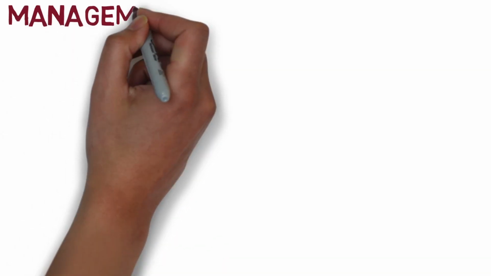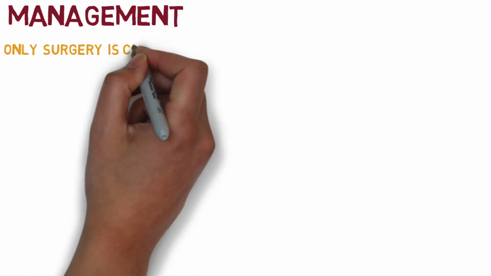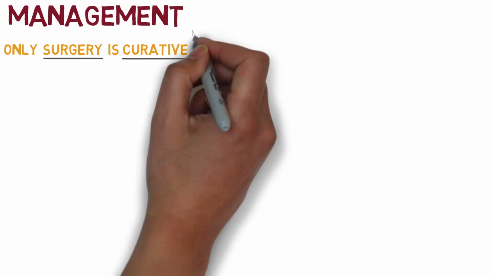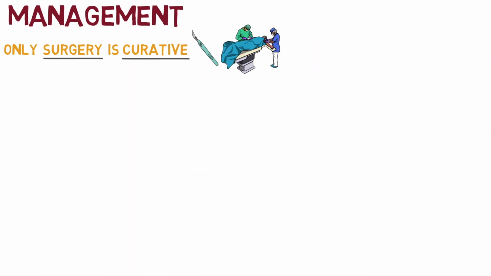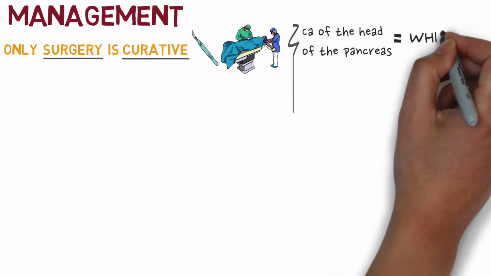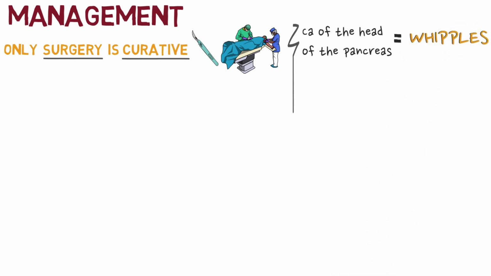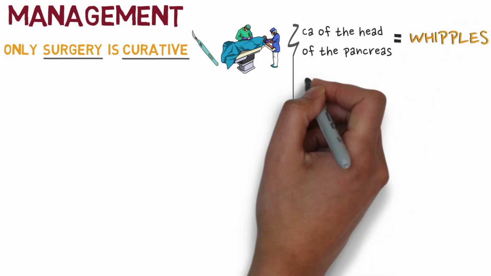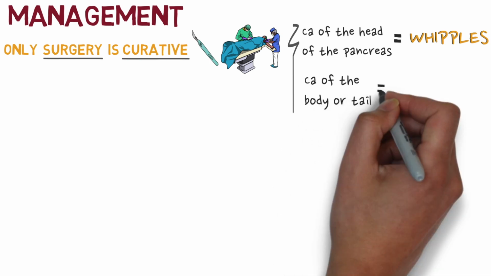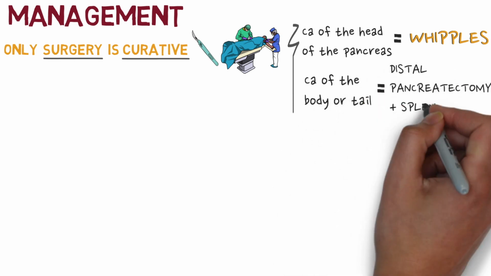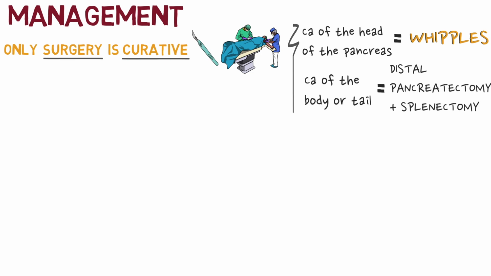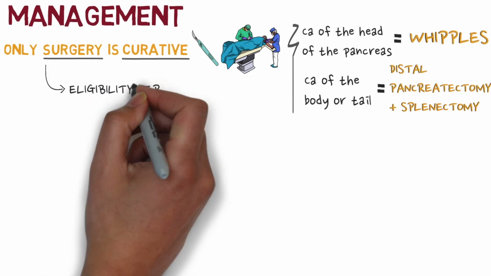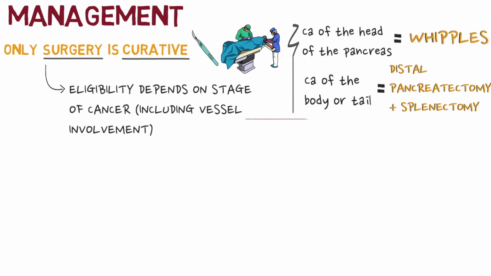Now we'll go over the general management of pancreatic cancer. Typically, surgery is the only curative option, and procedures will vary depending on the location of the tumour within the pancreas. If the patients are suitable, cancers of the head of the pancreas will generally be treated with a Whipple's. The details of this procedure are covered in a separate video. Cancers of the body or tail of the pancreas can be treated with a distal pancreatectomy along with a splenectomy. Eligibility depends on the stage of the cancer, including vessel involvement.